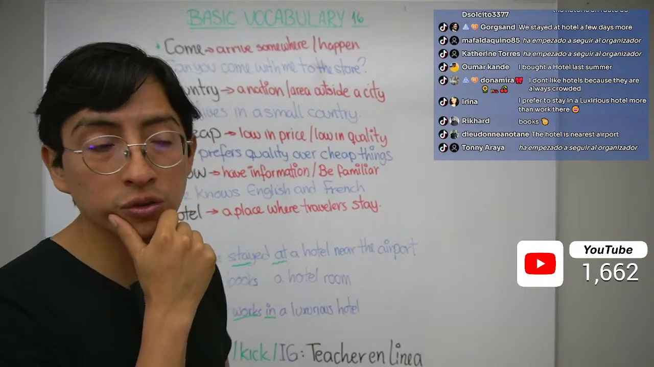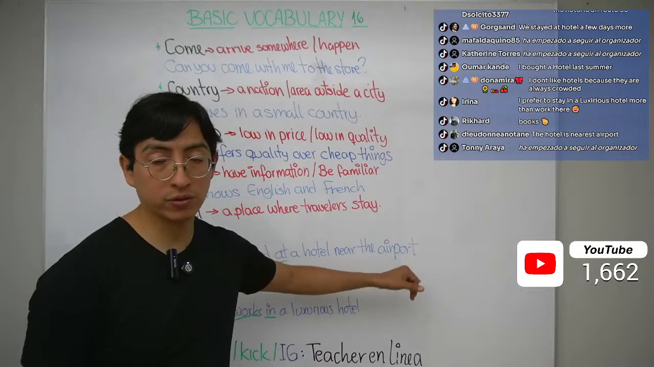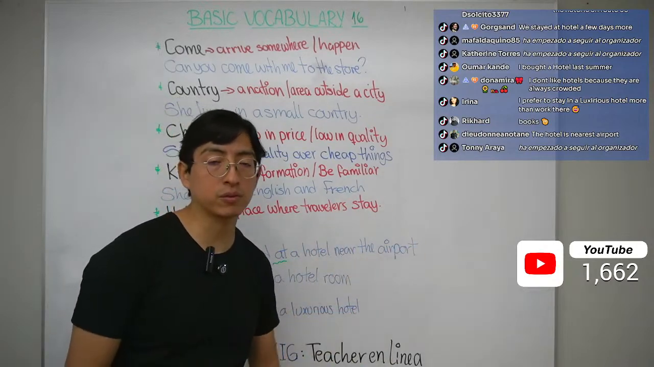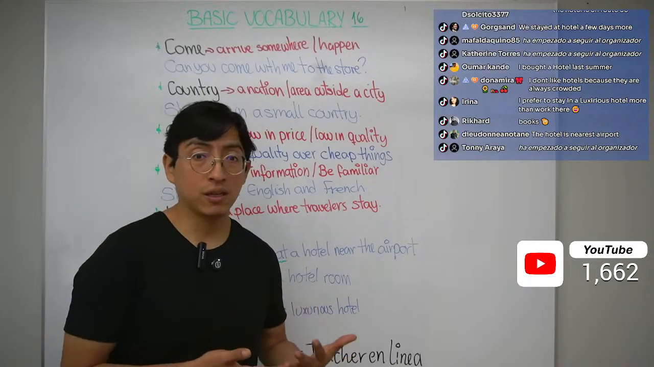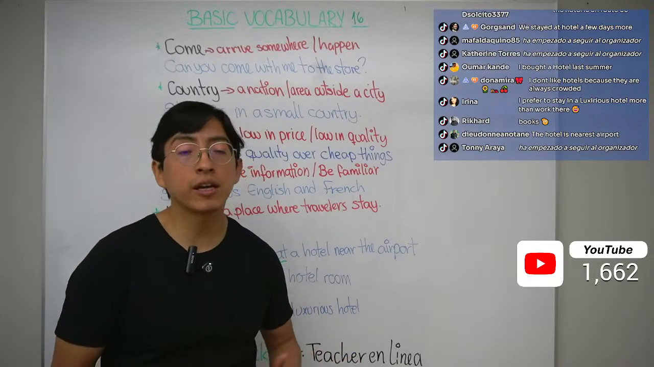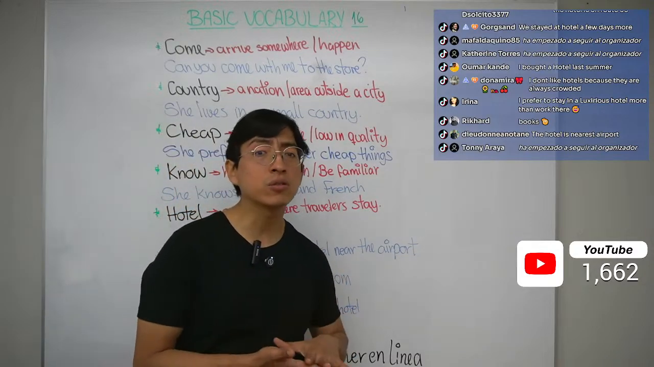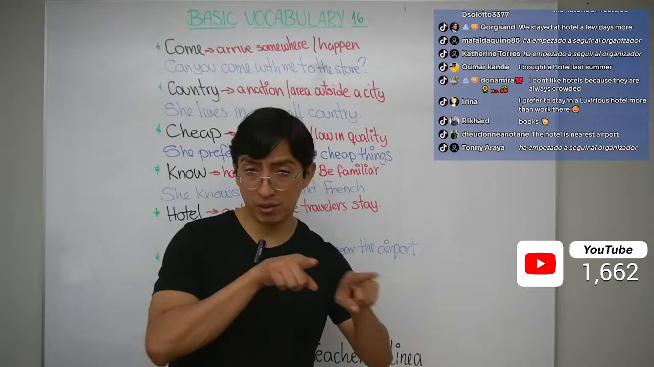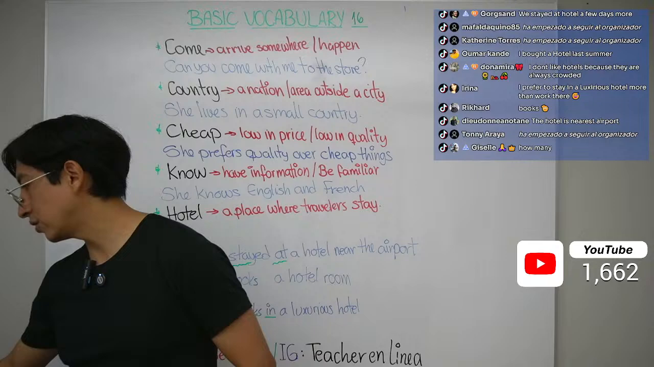The hotel is near the airport. The hotel is near the airport. The hotel is near the airport. Or if you want to use nearest, it's like this is the nearest hotel to the airport. This is the nearest hotel to the airport, if you want to use a superlative. Okay, guys, let's continue with this word.